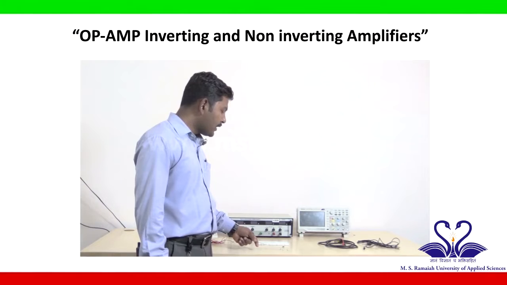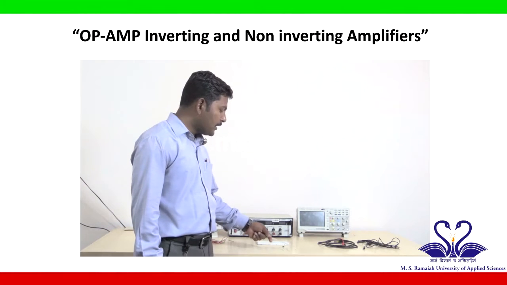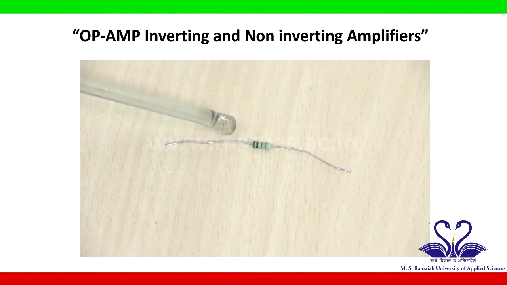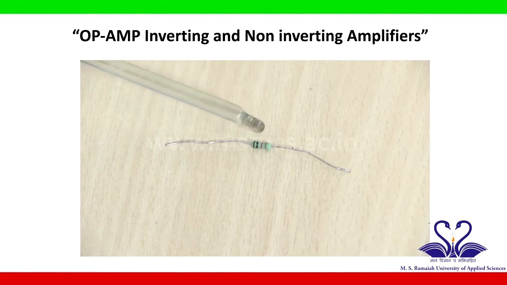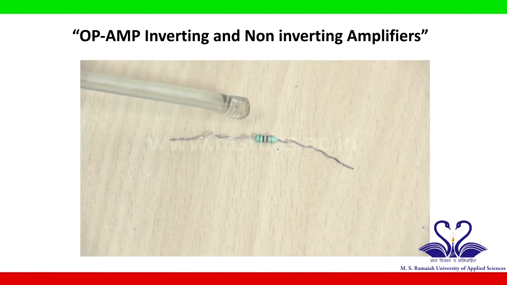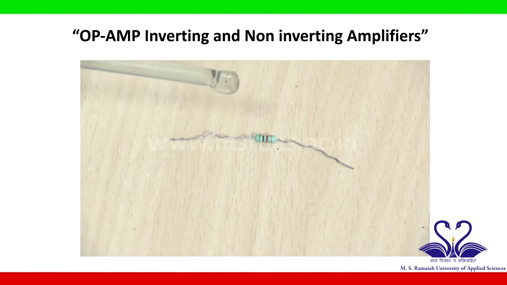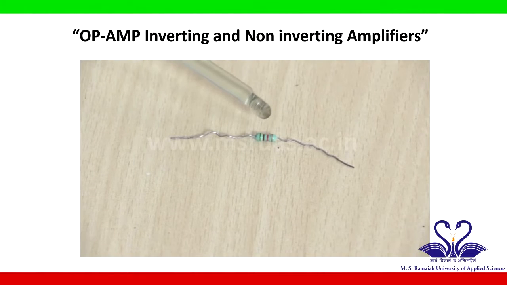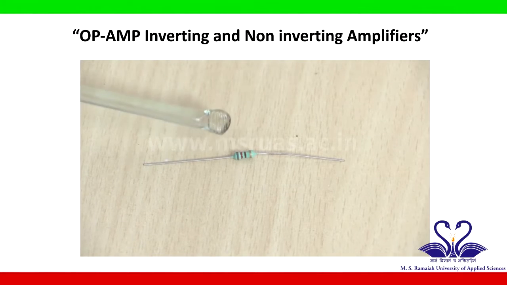Resistors having values 1K, 5.1K, 820 ohm. This is 1 kilo ohm resistor. Its color code is brown, black, red. This is 5.1 kilo ohm resistor. Its color code is green, brown, red. This is 820 ohm resistor. Its color code is violet, red, brown.